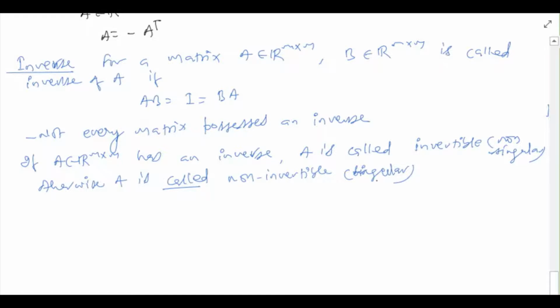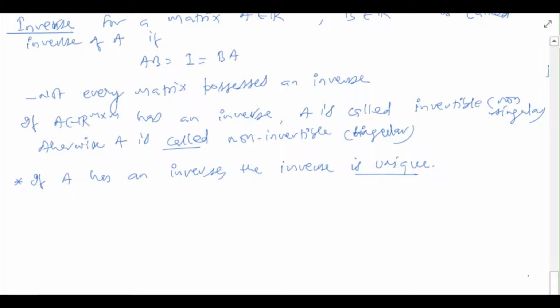If a matrix A has inverse, the inverse is unique. That is, a matrix cannot have two different inverses. So these were a few facts about inverse of matrices.